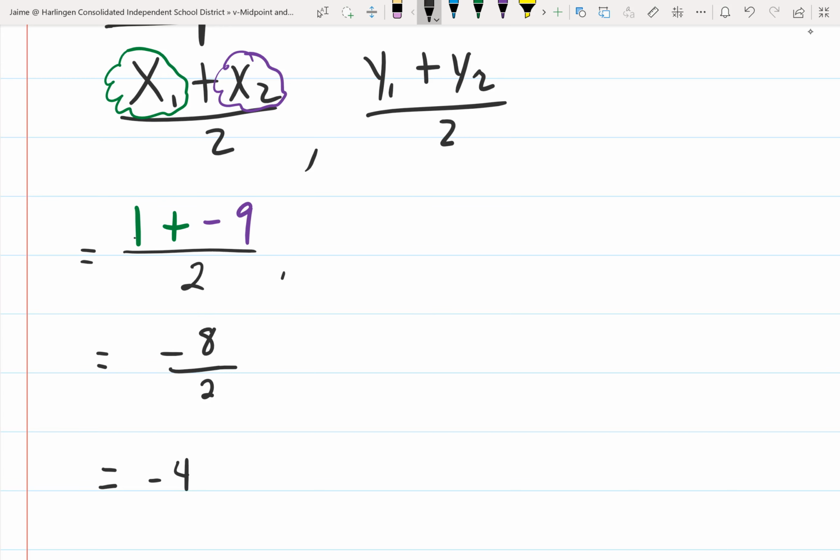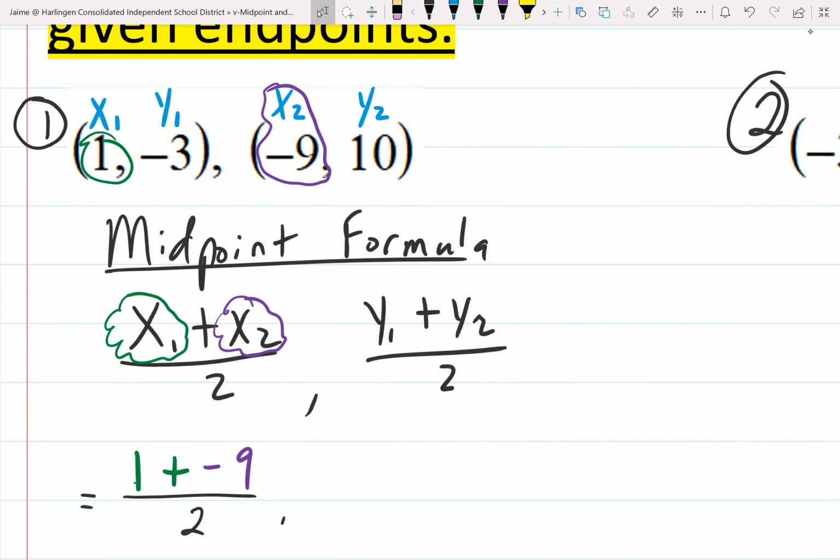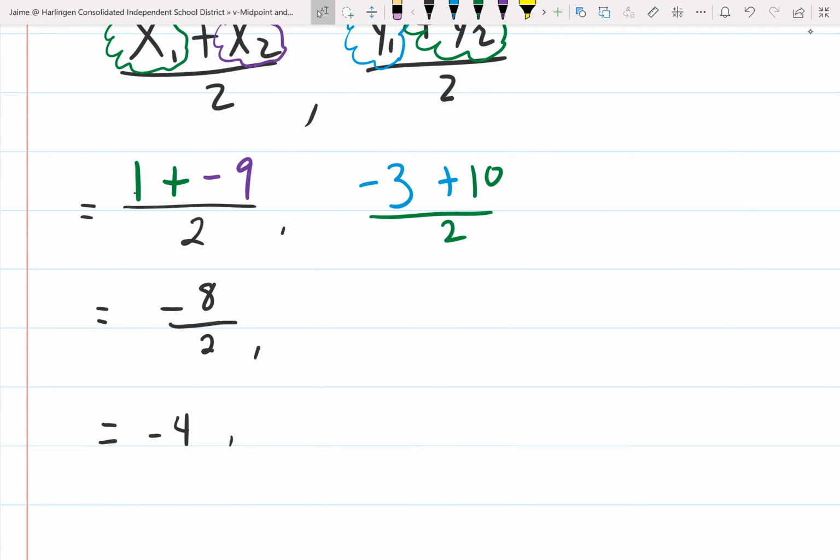So then don't forget there's a comma here. We're almost done. Now we did the x's, now the y's. Now y1. y1 is right here, so negative 3. Put a plus sign because that's the formula. Then y2. y2 is right here. That's 10. And then divide that by 2. Negative 3 plus 10 is going to give you a positive 7. And then divide that by 2.